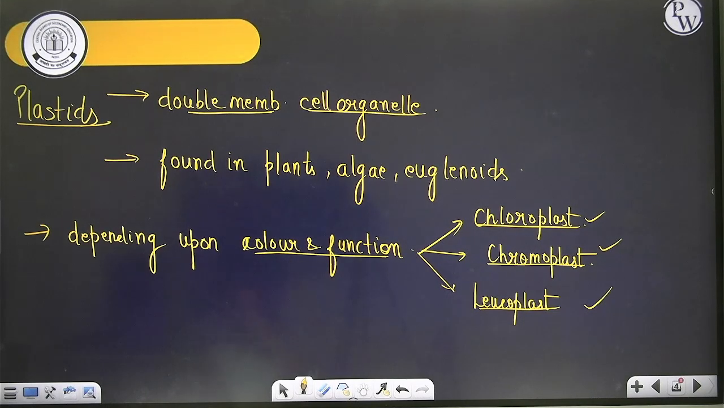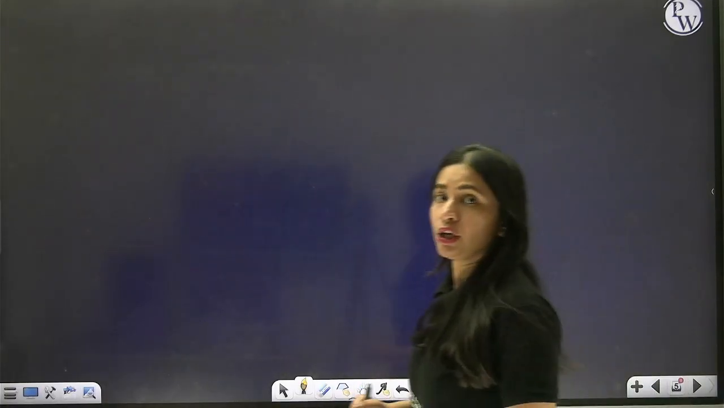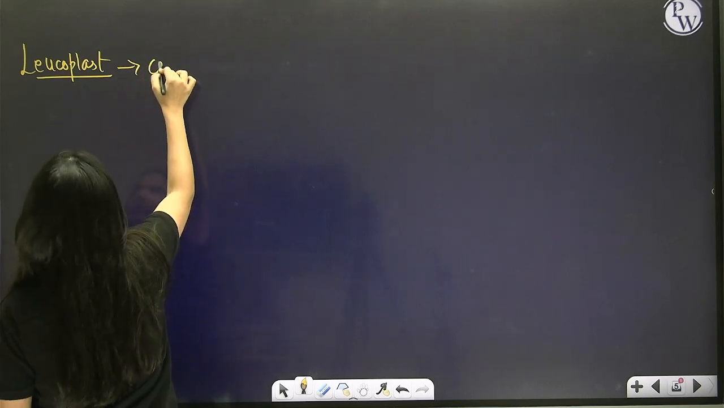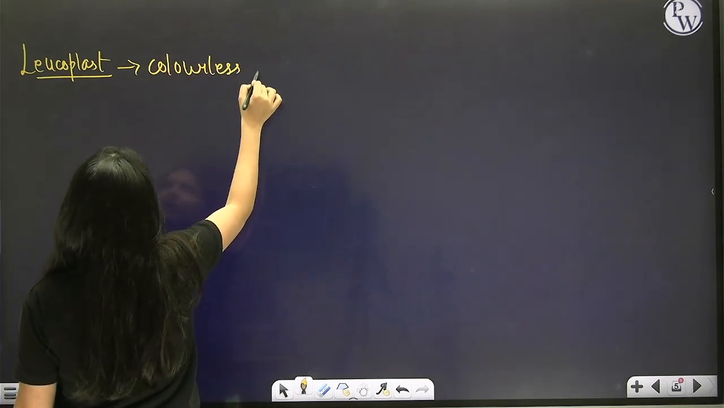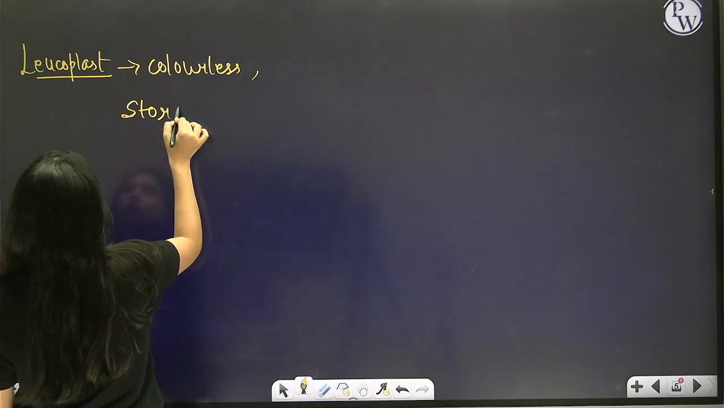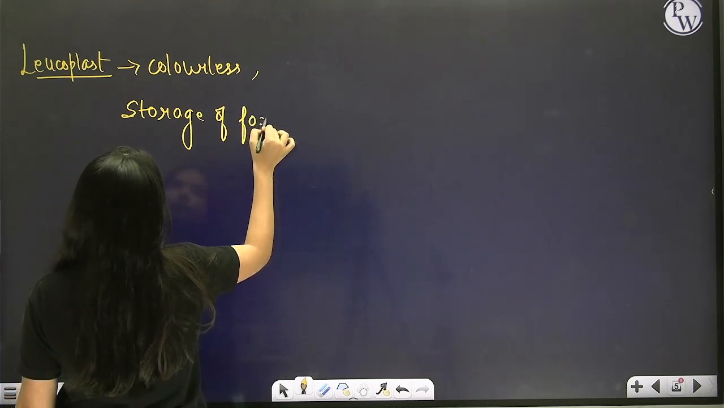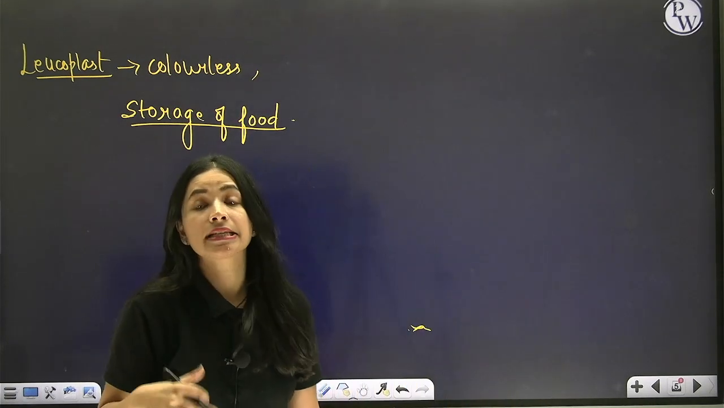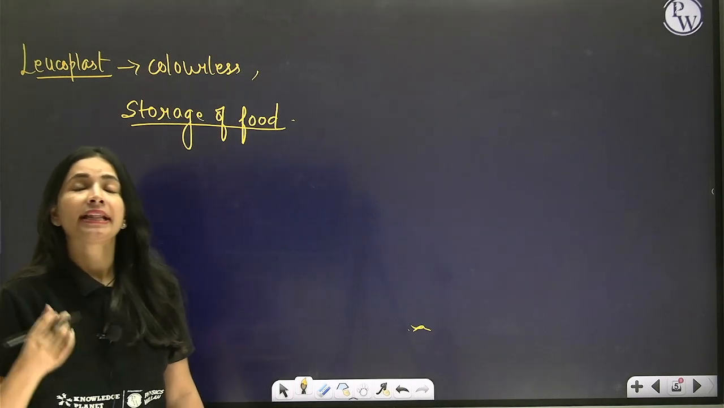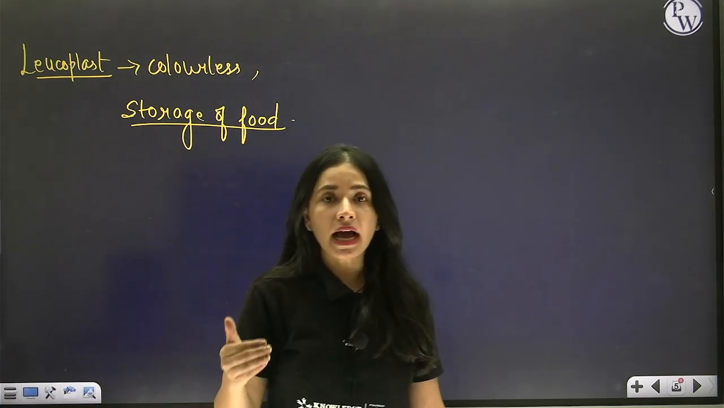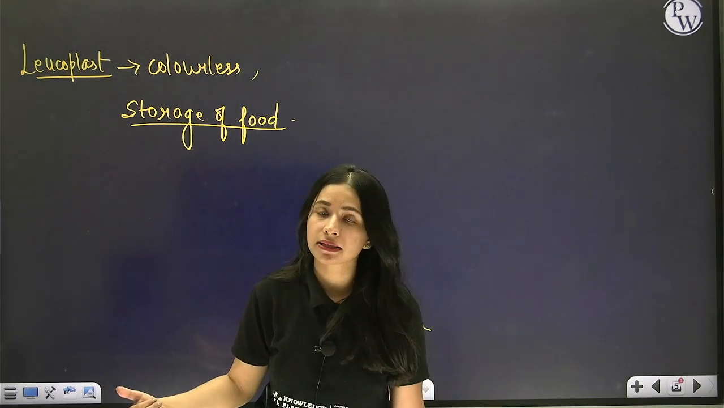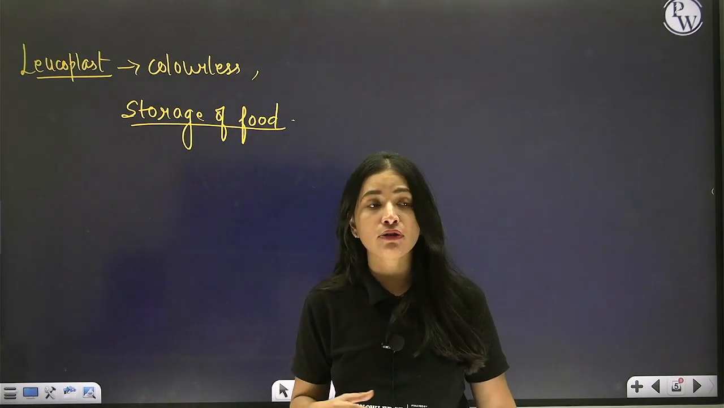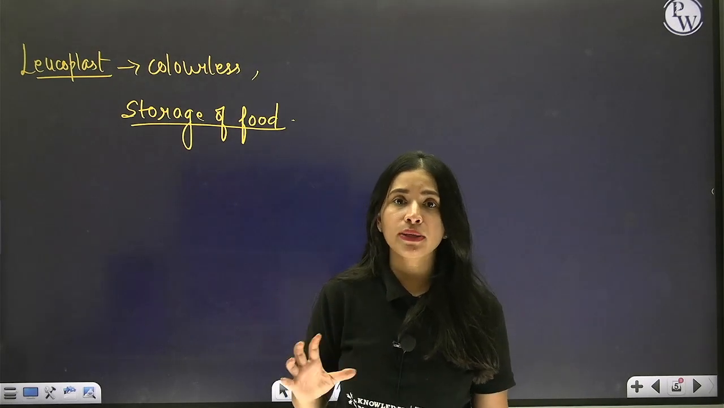Chalo, let's start with it. The first we are going to study is leucoplast. These are basically colorless plastids. The main function of leucoplast is storage of food, right? So they are mainly involved in the storage of food. Hence, depending upon the type of food they are storing, they can be of three types, that is aleuroplast, elaioplast and amyloplast, right? Now, they are colorless. Why? Because they don't have any colorful pigments, and they are richly found in roots and stems, depending upon wherever the food has to be stored.